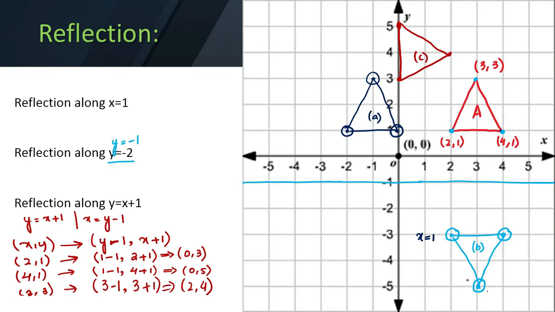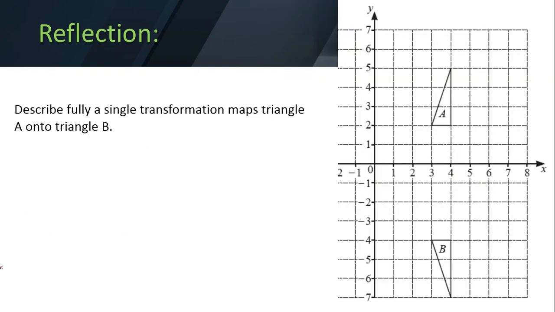So we have discussed all lines: if we have the x-axis, the y-axis, y is equal to x, y is equal to negative x, or other than these, x is equal to 1 line, y is equal to -1 line, or any diagonal line, for example y is equal to x plus 1. So how will we draw the images? Now, the object and image both are given in the question. Here we can see that triangle A and triangle B both are given on the graph paper. They are saying describe fully a single transformation that maps triangle A onto triangle B.